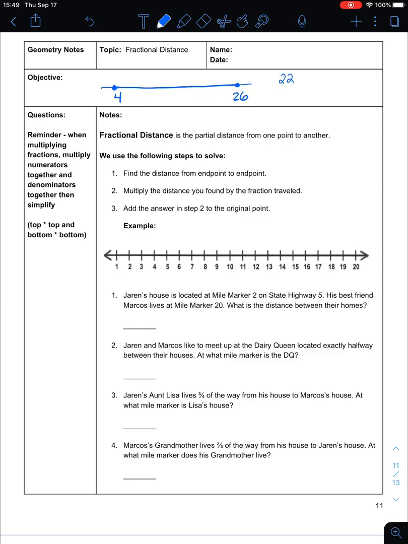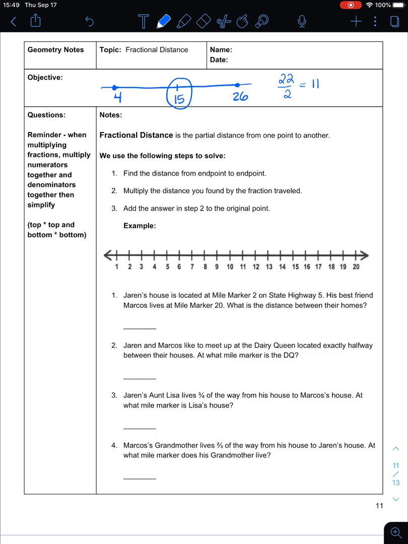And so we would find that our difference, the distance between these 2 points, is 22. And if we want to go halfway, we would divide it by 2 or multiply 22 by 1/2. That would give us 11. That represents the distance away from either end. So if I'm at 4, then 11 away from 4 would put me here at 15. And so the location would be at 15.